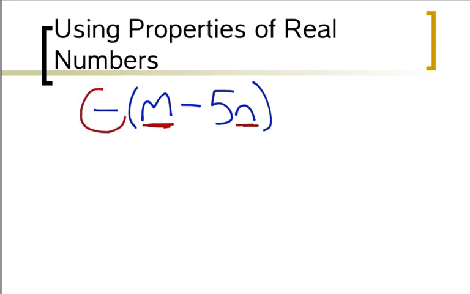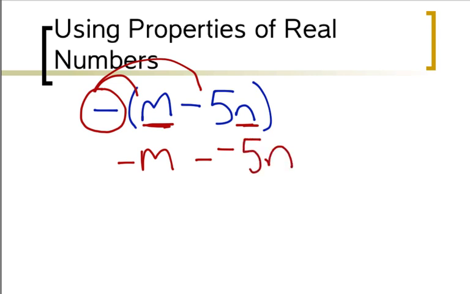Instead, the only thing I can do here is take my negative sign and distribute it. So that's going to give me negative m and then negative times negative 5n. Now, whenever you have a negative times a negative, it should turn to a positive. So the final answer is negative m plus 5n.